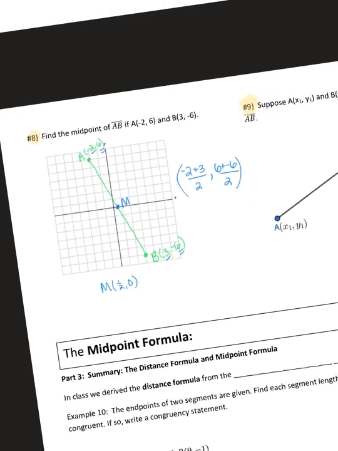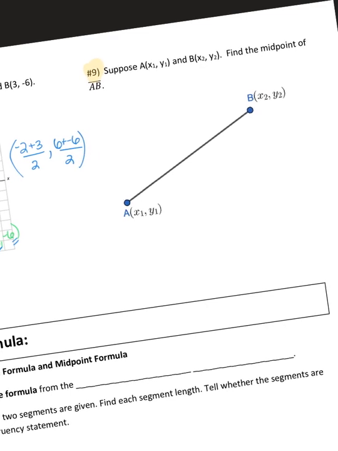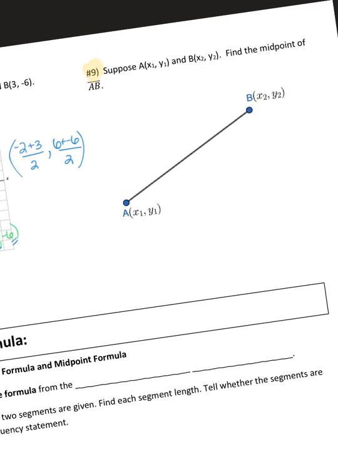So let's apply this when the coordinates are variables. So I'm going to switch colors here. And we're going to look at number 9. So now suppose that A is at the coordinate x1, y1, and B is at the coordinate x2, y2. Find the midpoint of AB. Well, it's the exact same process. You want to find the middle of your x coordinate and the middle of your y coordinate. Okay, so to find the middle, we can average it.